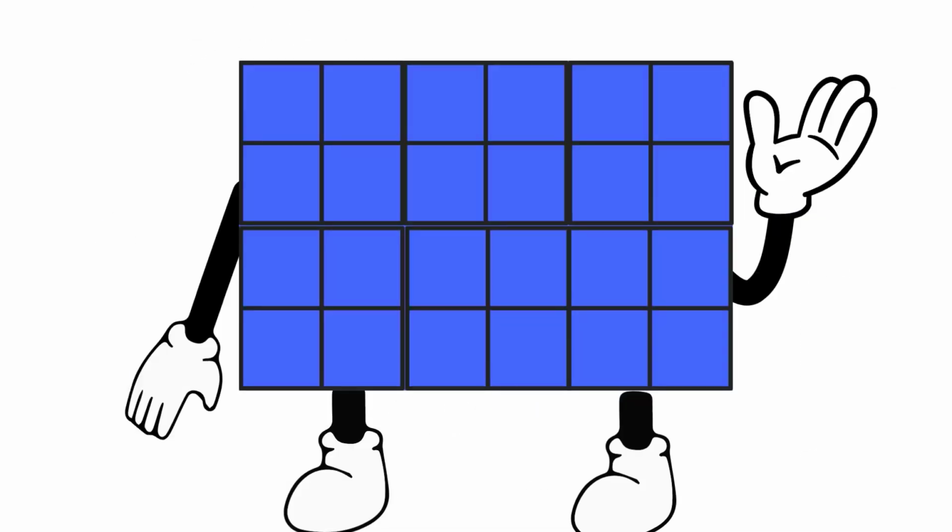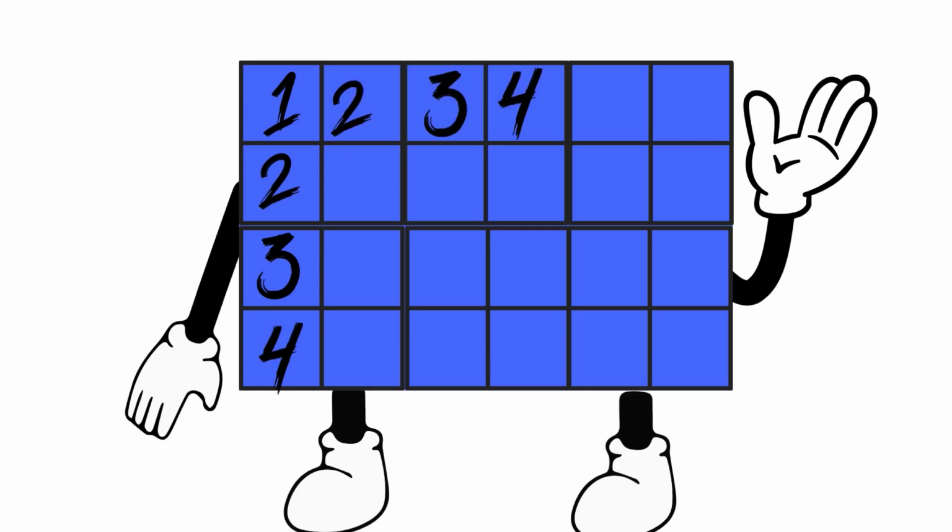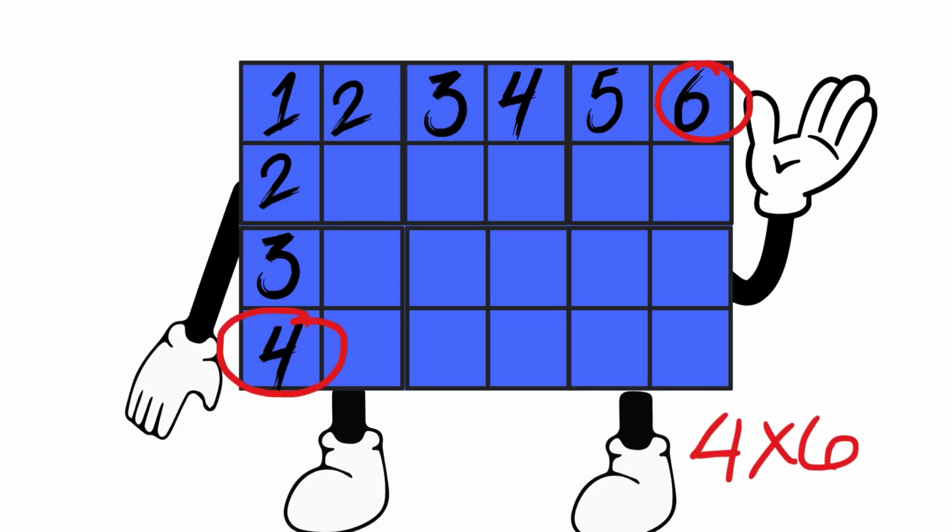This time, instead of being given the length of the sides, we can see that there are squares inside. One of the quickest ways to calculate the area is to count the amount of squares on each side like this. 1, 2, 3, 4. And on the other side, we have 1, 2, 3, 4, 5, 6. So now we multiply 4 times 6. If you have not yet memorized your facts, don't worry.